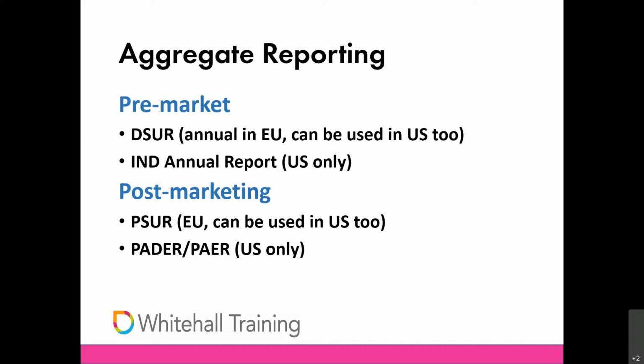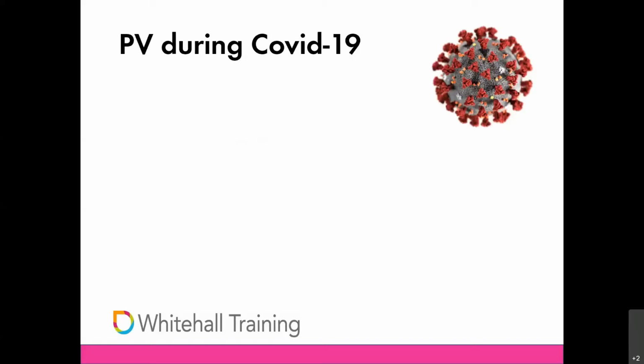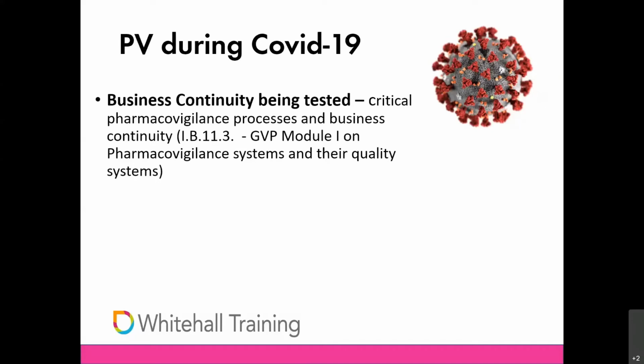Okay, so this is the end of the general part of talking about pharmacovigilance. I can't really ignore the impact of COVID-19. Now, with pharmacovigilance, in some ways, the pharmacovigilance industry should be better prepared than many other industries for things like COVID-19. I've got here the IB 11.3, which is part of the EU's GVP Module 1. So it's the Good Pharmacovigilance Practice first module from the EU.